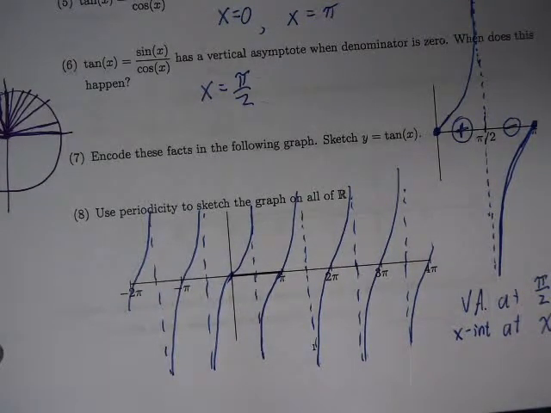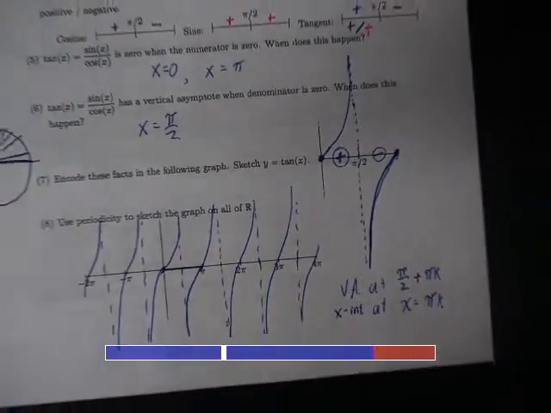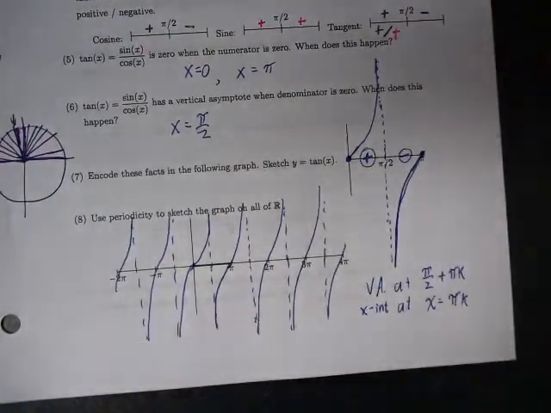X-intercepts at every multiple of pi is this function. Yeah. Can you see the picture? Oh yeah, you actually want to see what I wrote. That's fair. Still readable though? Okay.